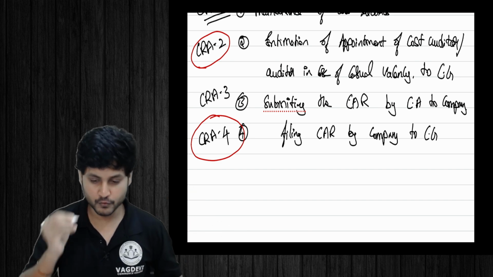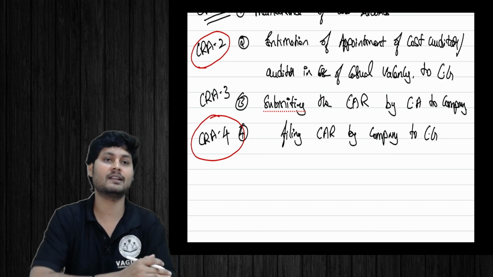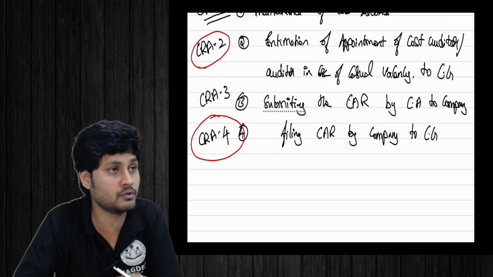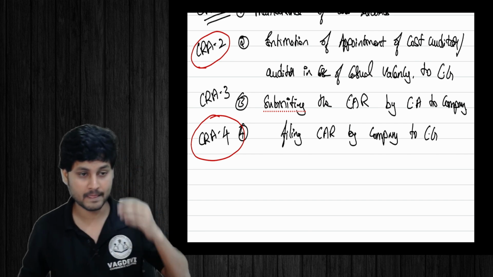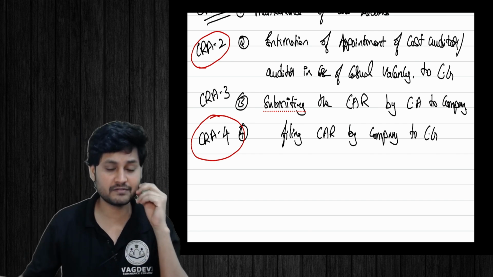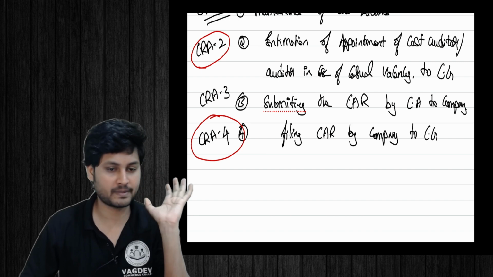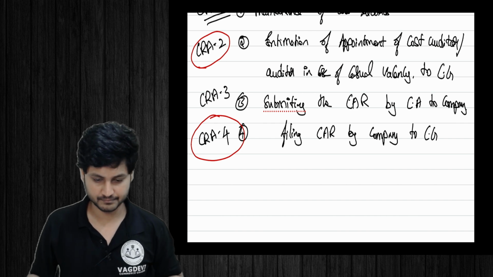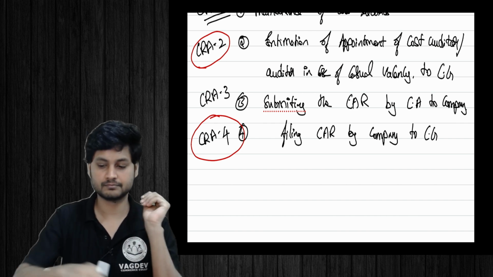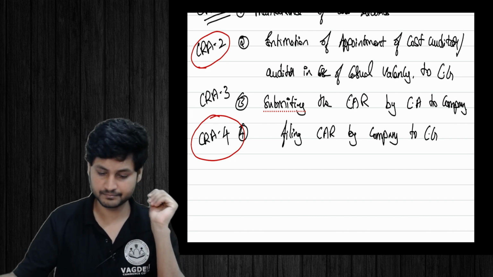So 2 and 4, it talks about XBRL language, as it is the communication which is made to Ministry of Corporate Affairs. That's it. Simple only.